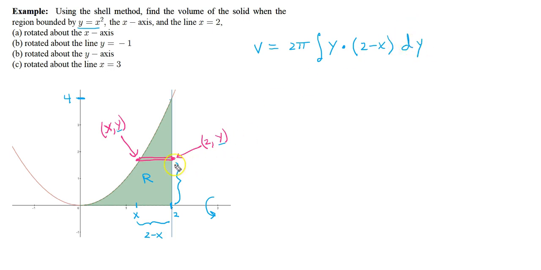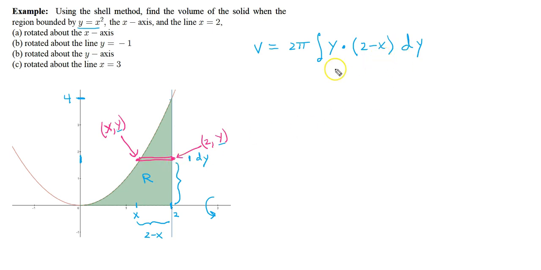And you can also see that if you look at this little rectangle that we drew, it has a little thickness right there, dy. And that's because this is being measured with respect to the y-axis. Okay, so that's a little thickness dy right there for that shell that's being formed.